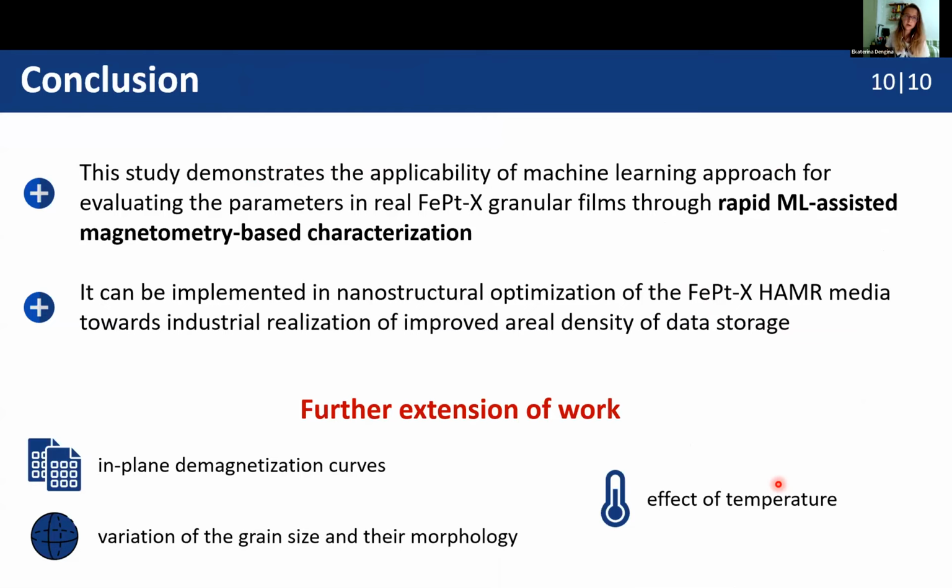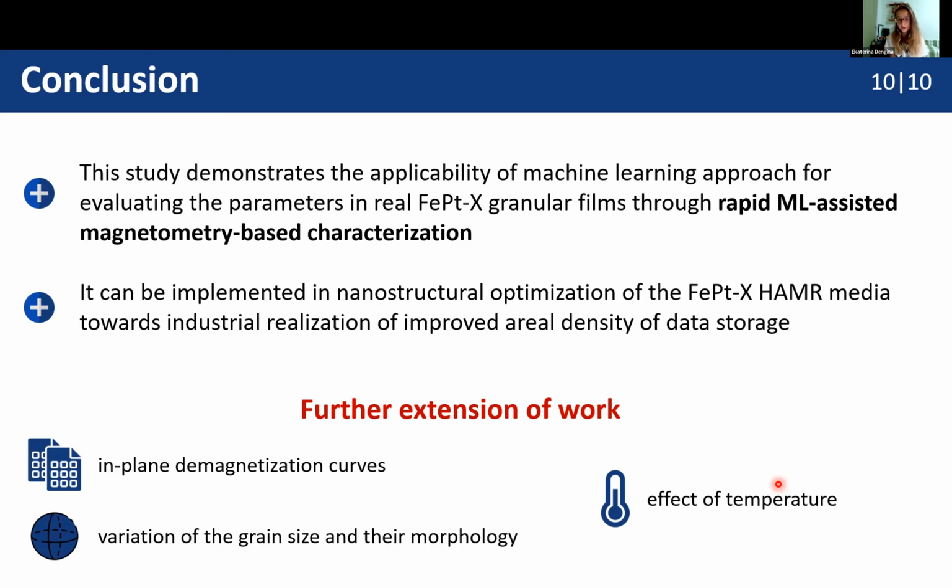So in conclusion, this study demonstrates the applicability of the machine learning approach to evaluate the parameters in real iron platinum films through rapid machine learning assisted magnetometry based characterization. And it means that in general, it can be implemented in nanostructural optimization of iron platinum HAMR media towards the industrial goal of higher storage density.